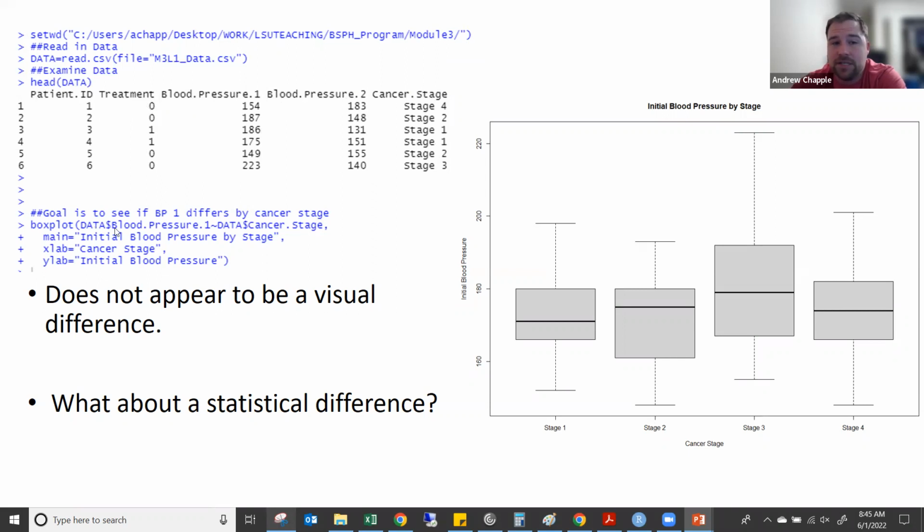The first thing I might do is just plot this. So data$blood pressure.1, and I put a tilde, cancer stage. If I'm using boxplot, R just knows, hey, look, he wants to do a box plot by cancer stage. I've got my title, my X label, and my Y label. So if you look at this box plot here to the right, it doesn't look like there's a big difference in blood pressure by stage, but is there a statistical difference? So we can actually test this pretty easily.